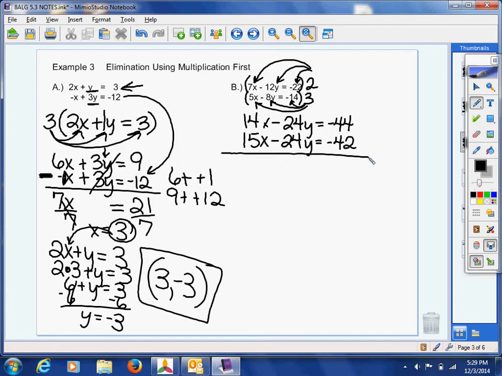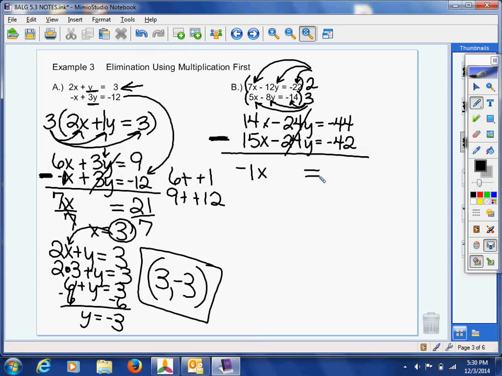Okay, now remember when you have the same sign, we have negative 24 in front of our y's there, got to subtract. So I'm going to make a big, heavy, dark mark to remind you to subtract. So 14x minus 15x is negative 1x. So be real careful, it is a negative 1, it's not positive 1. The y's cancel, drop down your equal sign, and negative 44 minus a negative 42.